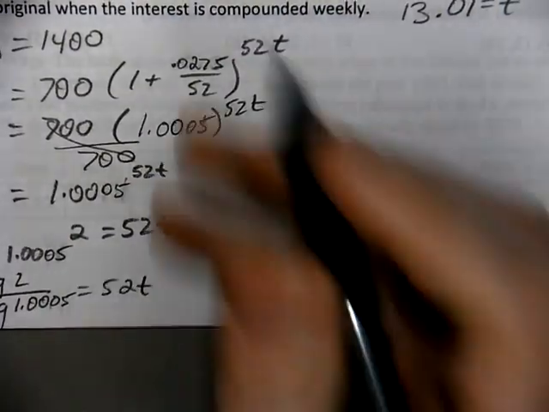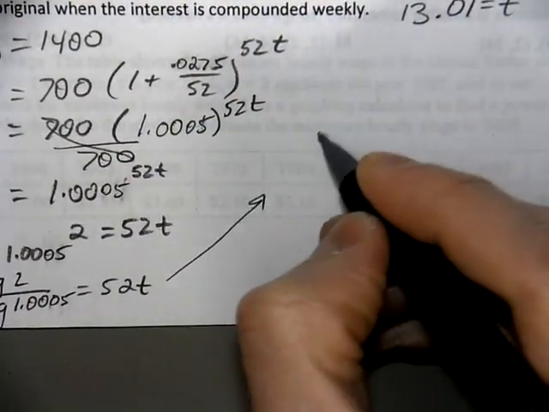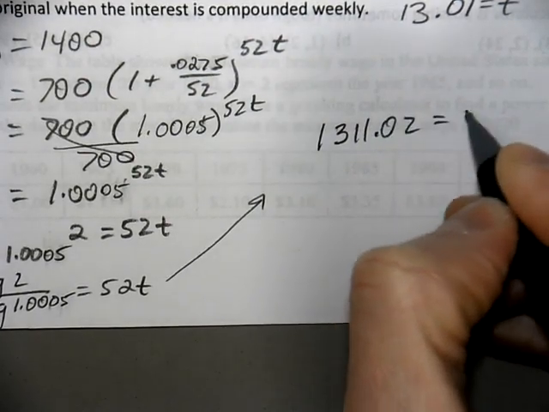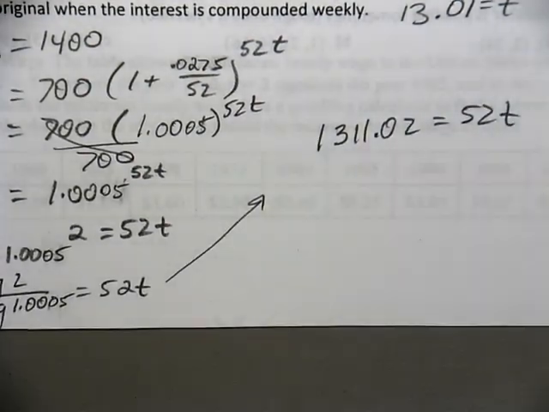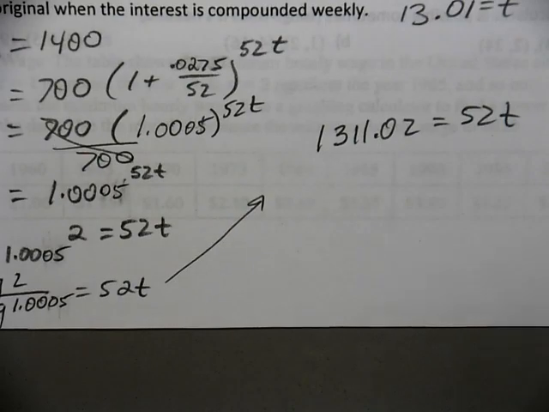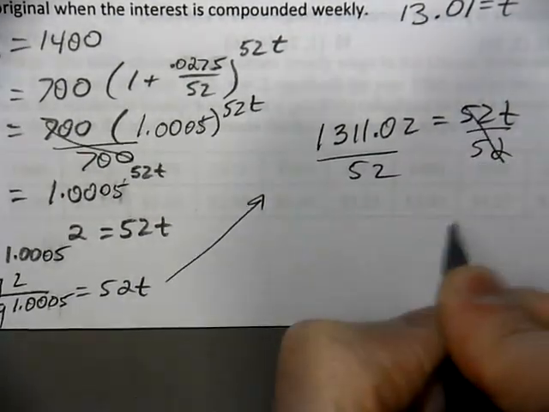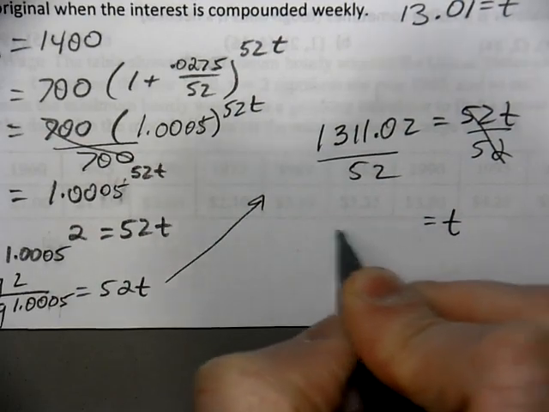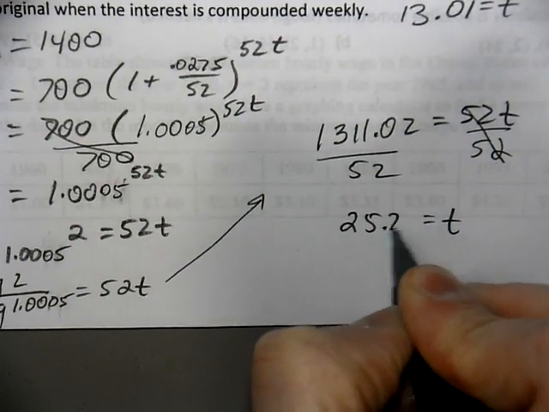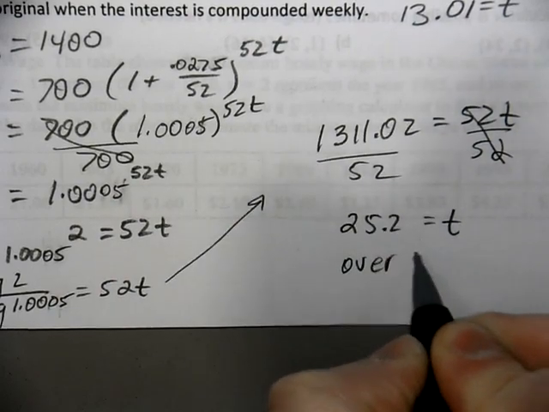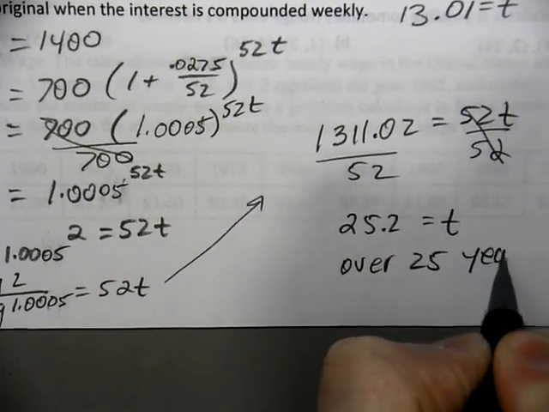And we're going to get 1,311. And when we divide that by 52, we get 25.2. So over 25 years.